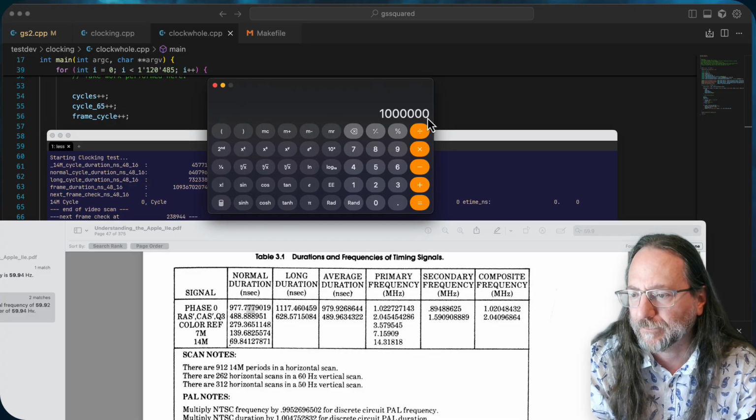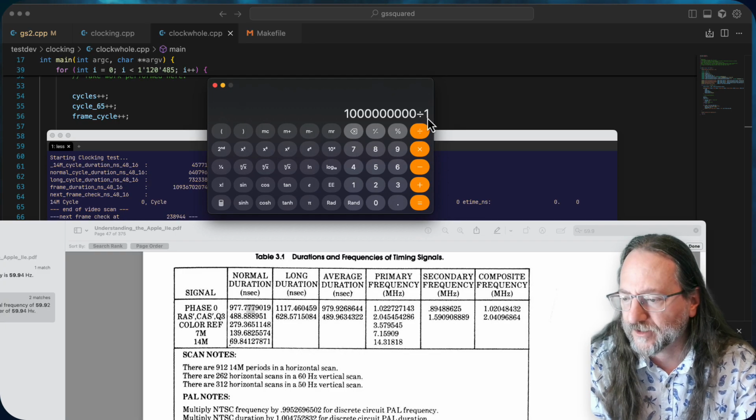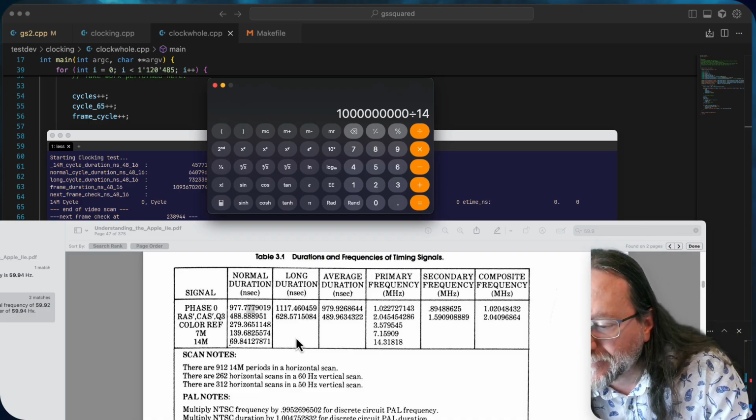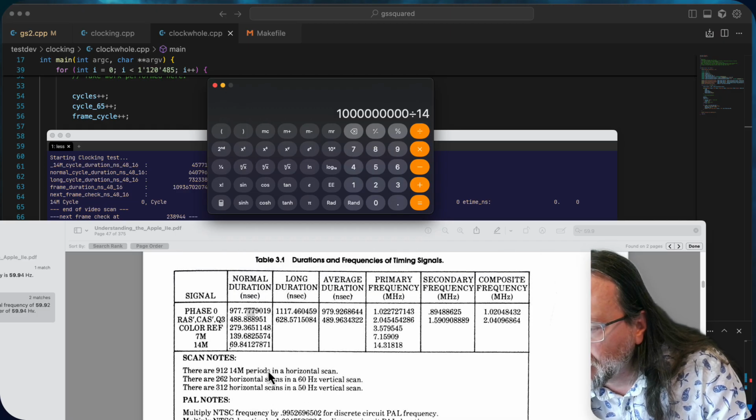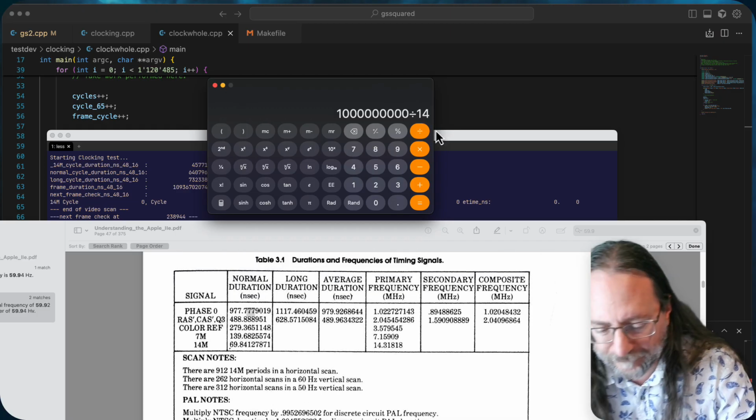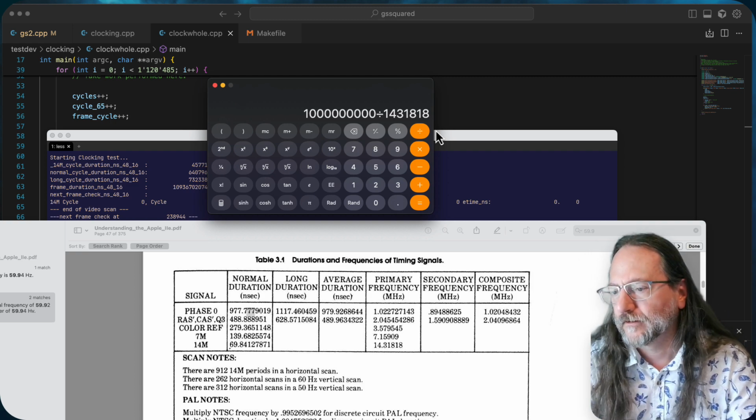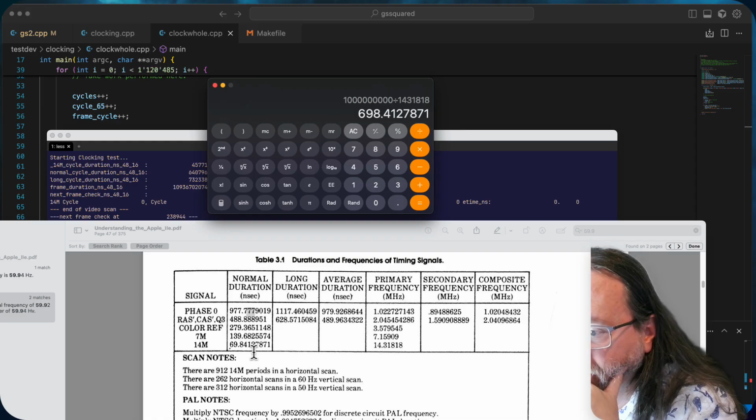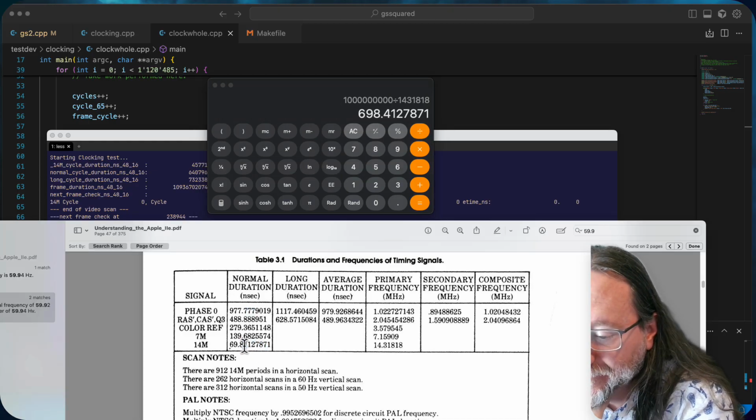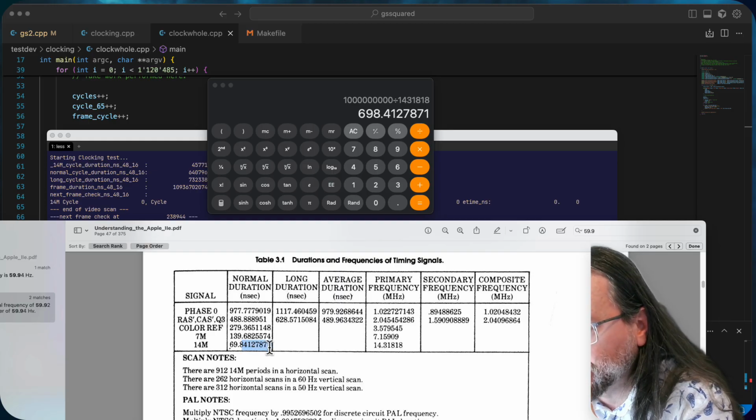1 billion divided by 14.31818 698412871. That's pretty accurate there. But 16 bits may not be enough to give me an accurate figure here.